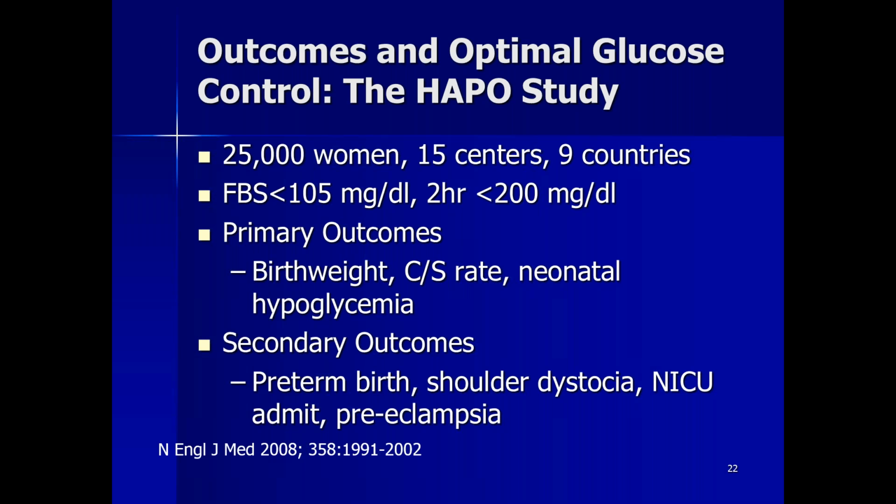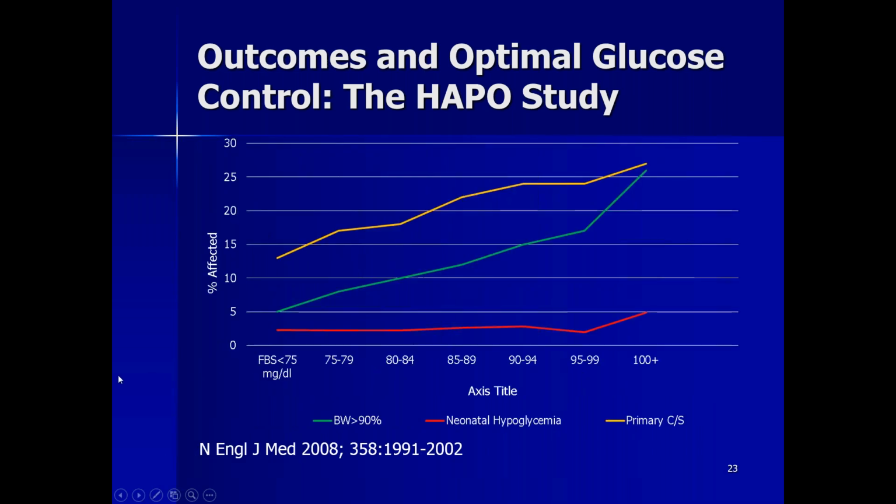They looked at the primary outcomes, which they considered as birth weight, C-section rate, and rates of neonatal hypoglycemia. And then they looked at some secondary outcomes, which are a little rarer, such as preterm birth, shoulder dystocia, NICU admit, which we'll talk about more in a minute, and again, the occurrence of preeclampsia. So in this study, here's why we have a battleground.